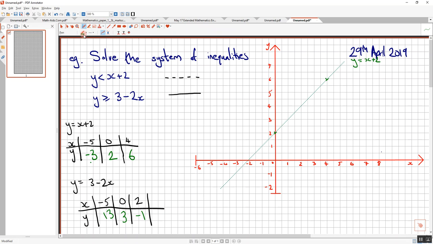So I've got 0, 3. Let's use a different color. Let's use blue. So 0, 3, which is right here. And 2, -1. This line is sloping downwards. Now is this going to be a solid line or a broken line? Solid. Has to be solid, good.